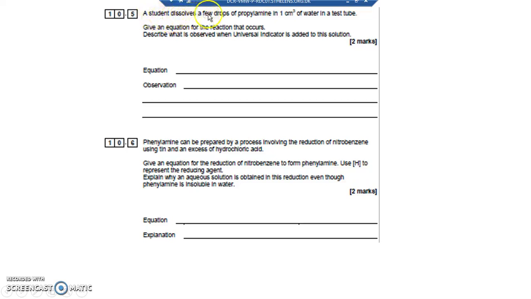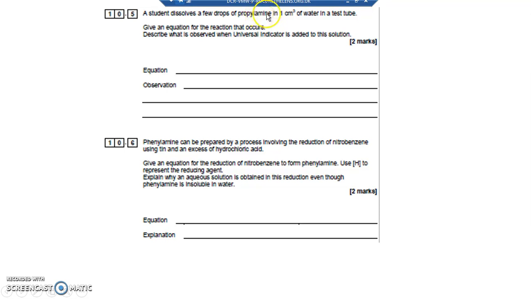10.5. The student dissolves a few drops of propylamine in 1 centimetre cubed of water in a test tube. Give an equation for the reaction that occurs. Well, propylamine, amines are bases. It's got an NH2 on it. It's got 3 carbons, a propyl and an NH2. An NH2 group can accept H pluses, act as a base.